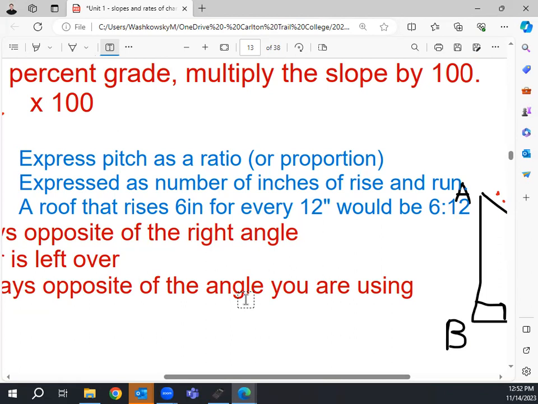If I were measuring the pitch of that road, that 7% gradient road, it would be 7 to 100. It rises 7 for every 100 that it runs.